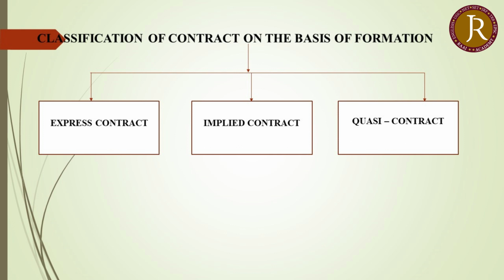So the next type of contract is quasi-contract. A quasi-contract is created by law. In quasi-contract, there is no intention on either side to make a contract. Rights and obligations arise not by an agreement but by the operation of law. For example, where certain letters are delivered to a wrong addressee, the addressee is under an obligation to return the letter.